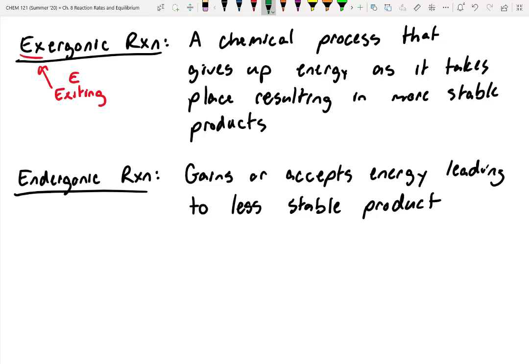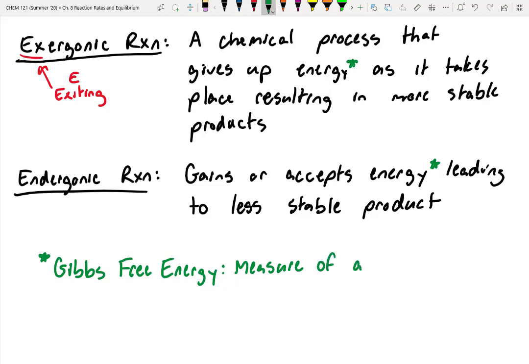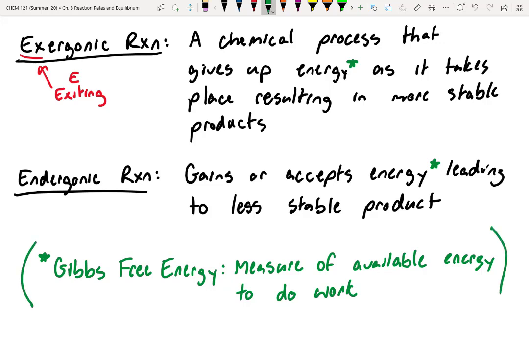But what I want to do next is define this term energy a bit more, because energy is kind of an abstract concept to think about. And the way that chemists measure this, that they don't really mention in the book, is called Gibbs free energy, named after the scientist that really worked with this. But really, it's the measure of available energy that can do work.